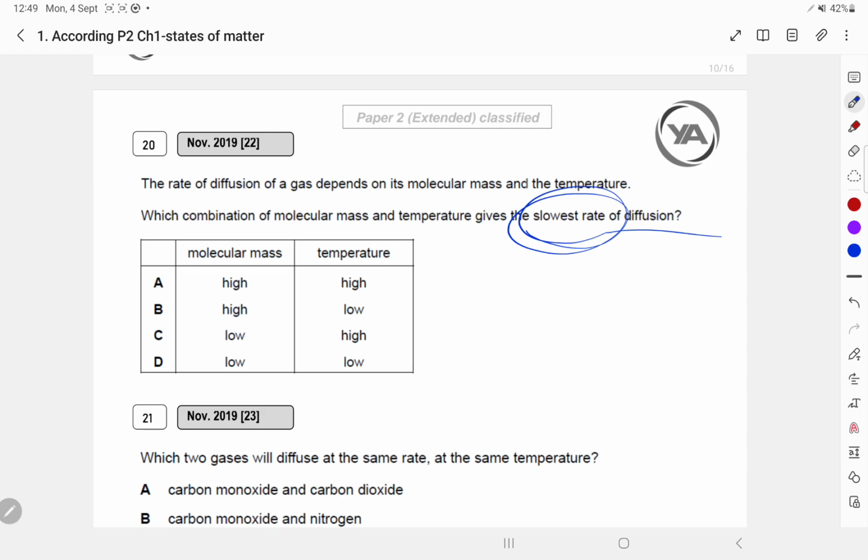Okay, the molecular mass should be high, because high molecular mass means the particles are heavy, so they will move slowly. The temperature must be low, because they will have a little bit of energy. If the temperature is high, the particles will gain energy and move fast. So molecular mass high, temperature low, answer is B.